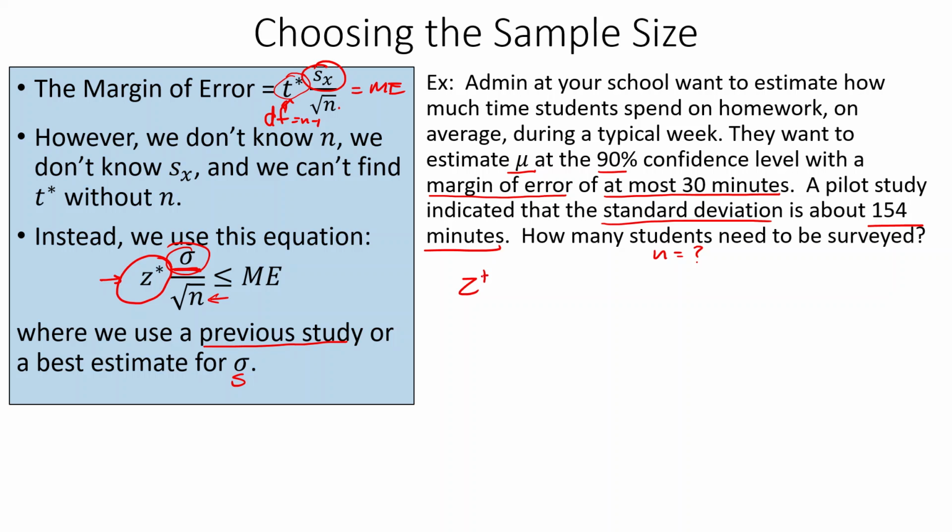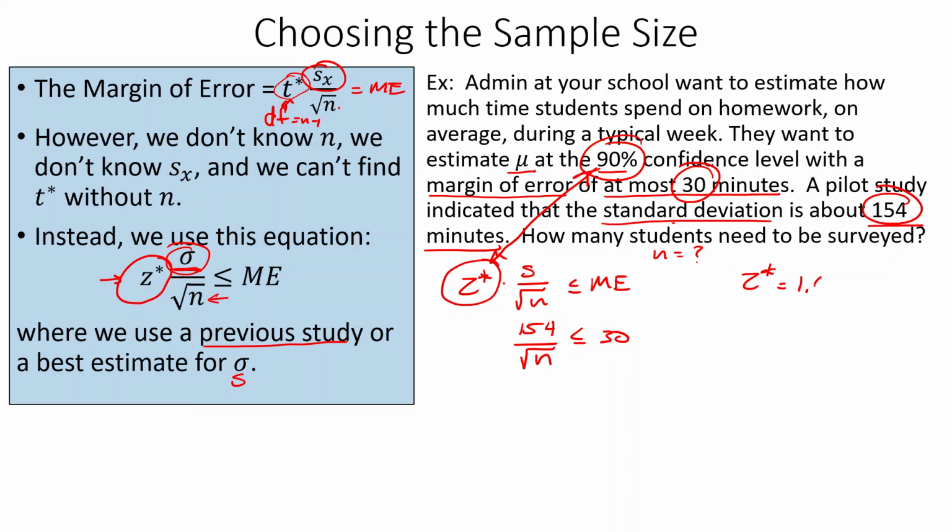So in other words, we're going to use z star times the standard deviation over the square root of n is less than or equal to the margin of error. Now we're going to plug in what we know. We want the margin of error to be at most 30 minutes. We've got our standard deviation from the pilot study at 154 minutes, 154, not 150. n is what we're trying to find. And we need z star. Well, that comes from 90%. So if you remember, the z star for 90% is 1.645.